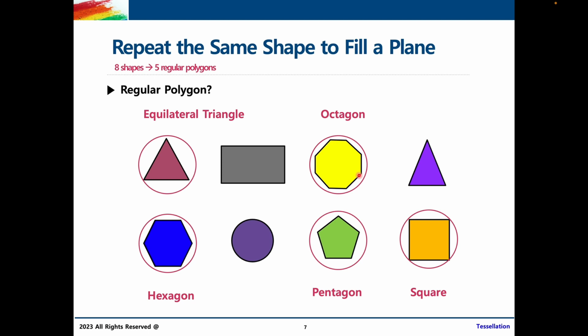So, going back to the shapes that we just looked at, which ones are regular polygons? This one is a regular polygon because it has all sides of equal length and all angles of equal size. So this one's called an equilateral triangle. This one is called an octagon, which has 8 sides of equal length. This one's a hexagon, which has 6 sides of equal length. This one's called a pentagon, which has 5 sides of equal length, and this one's a square, which we know has 4 sides of equal length. So in the beginning, we had 8 shapes, but only 5 of them were regular polygons.